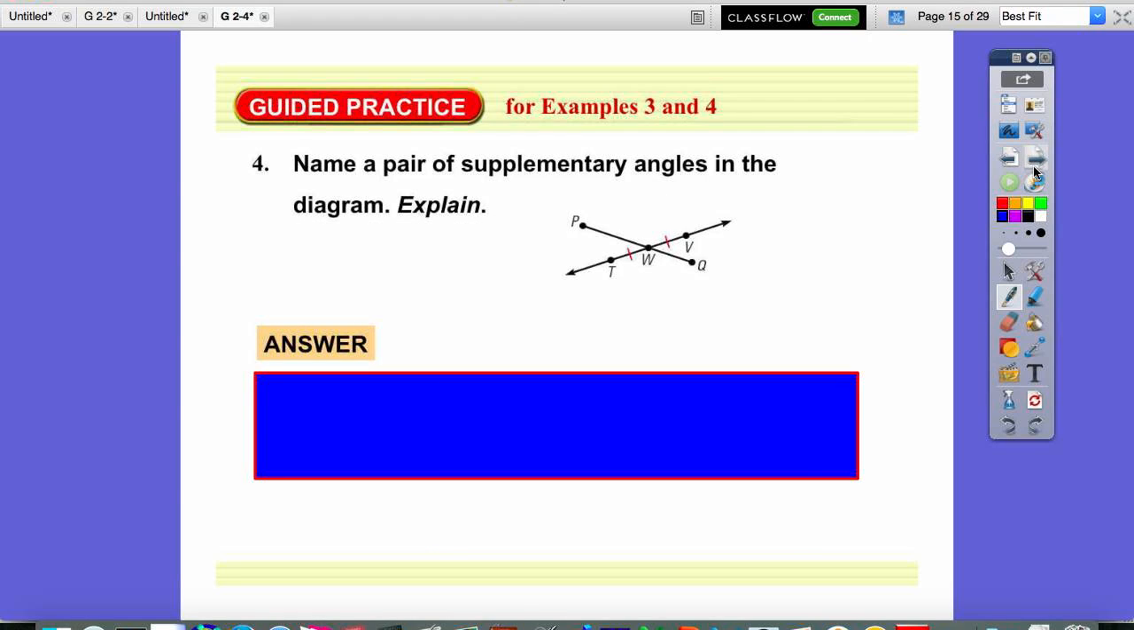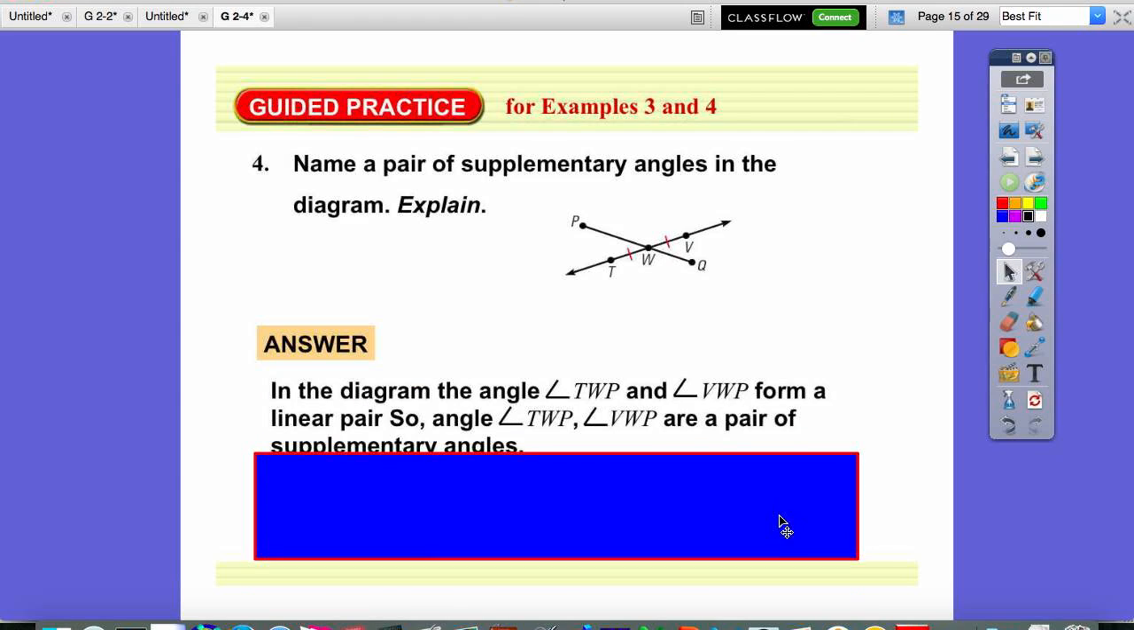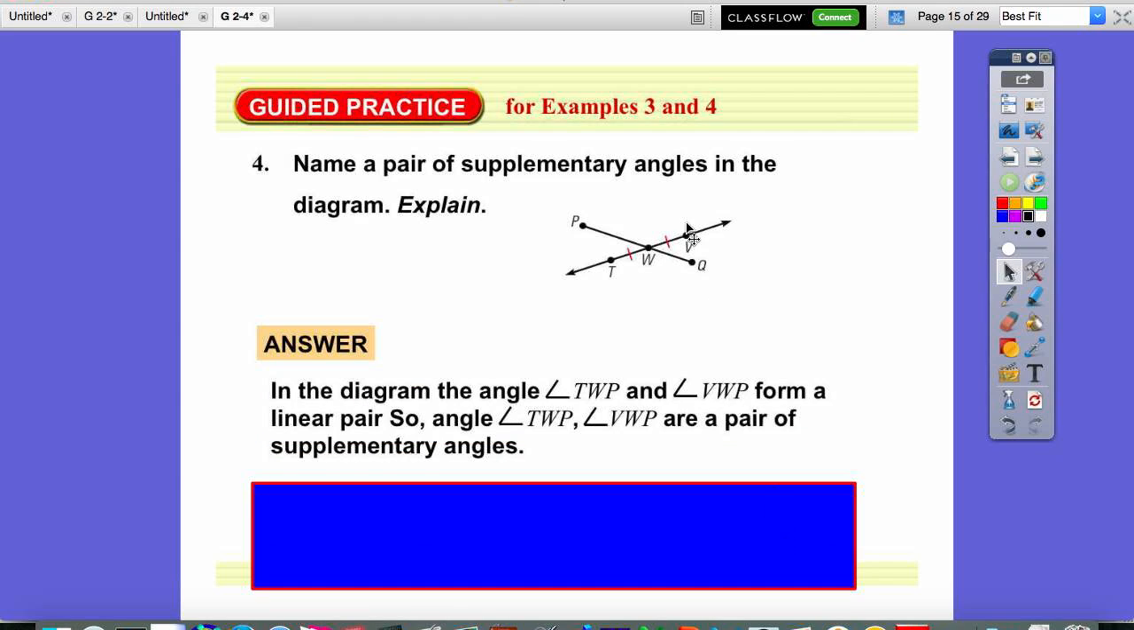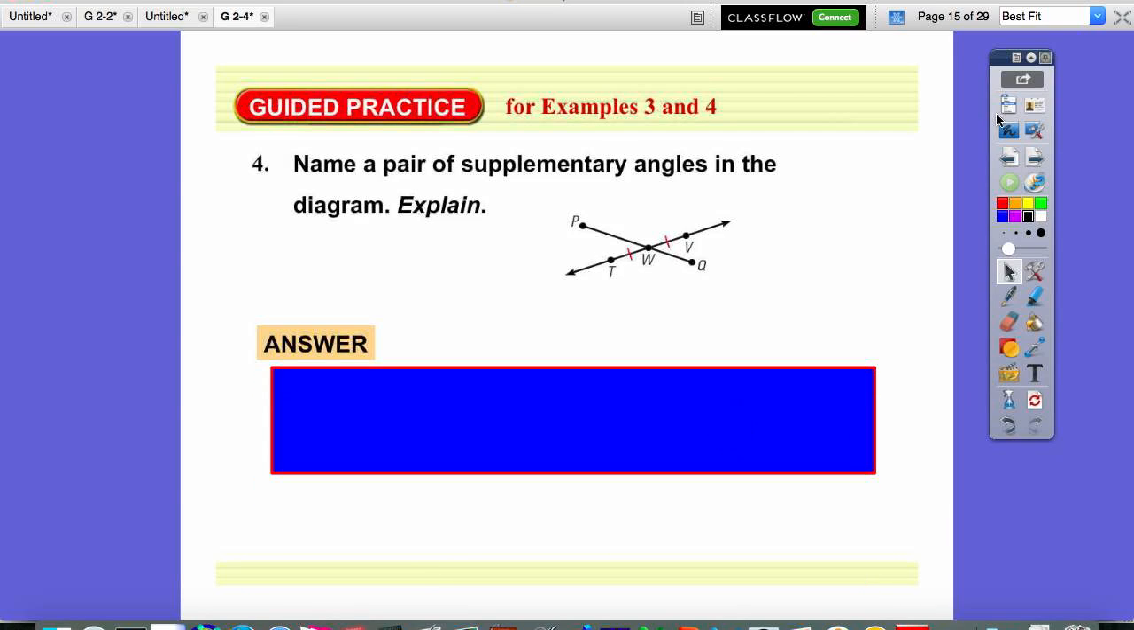Name a pair of supplementary angles in the diagram. So there's a lot here. TWP and PWV are supplementary because they form a linear pair. There are a lot of different ways you could say that, but you need to say they form a linear pair, and then a linear pair is supplementary.